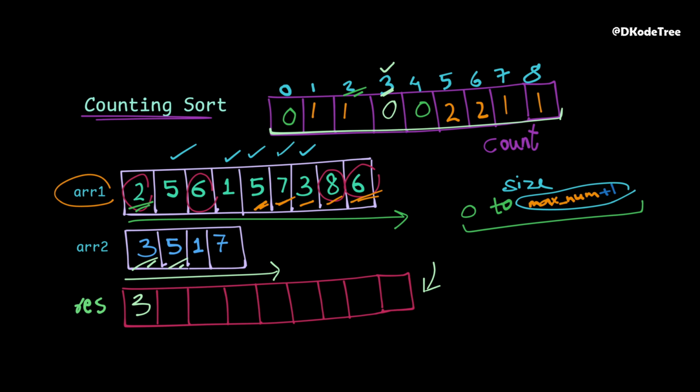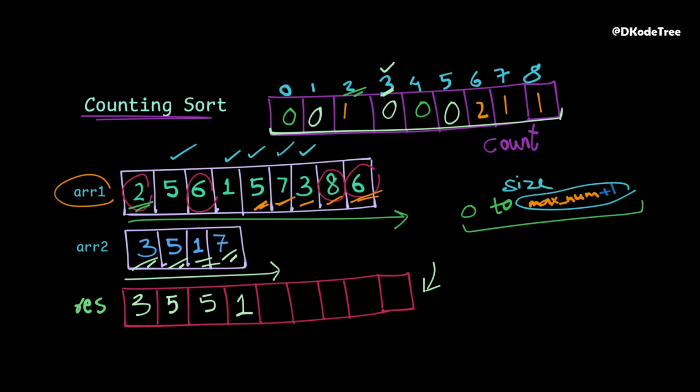The second element in array 2 is 5. And we can see the count of element 5 is 2. So we'll add 5 two times in our result array, and then decrement its count to 0. So 2 will get replaced by 0 in the count map. The third element is 1. The count is 1 at index 1. So we'll add 1 only once in our result array and decrement its count to 0.